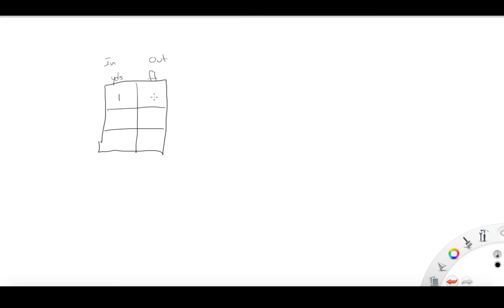So 1 yard, 3 feet. Okay, what if we have 2 yards? How many feet do we have? Well, 2 times 3 is 6. What if we have 3 yards? 3 times 3 is 9. This is our function table.